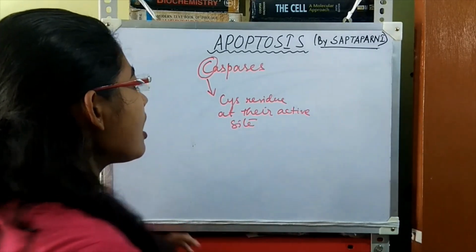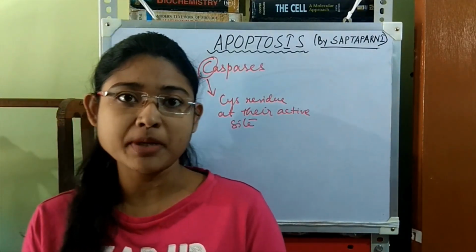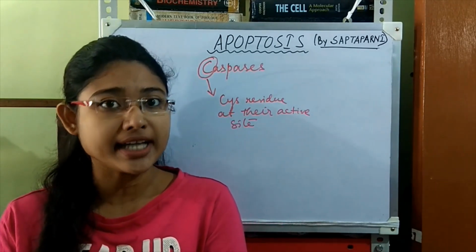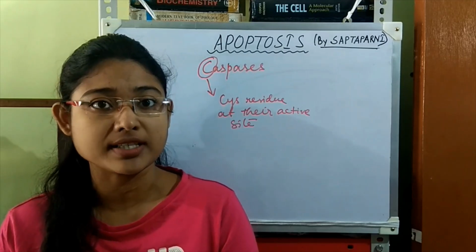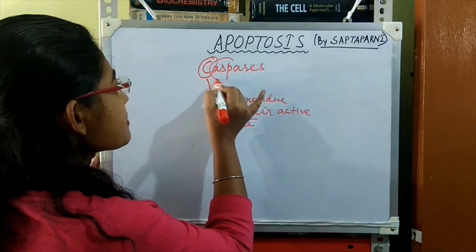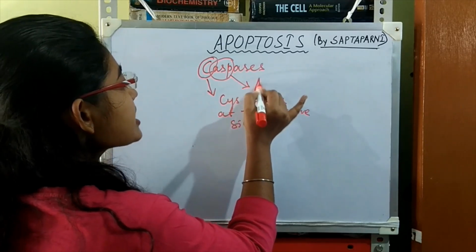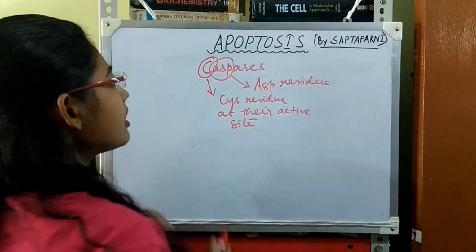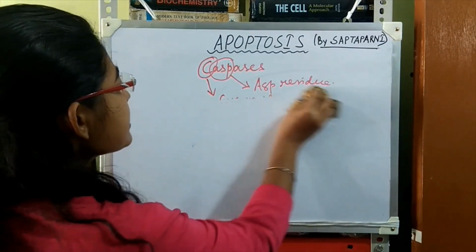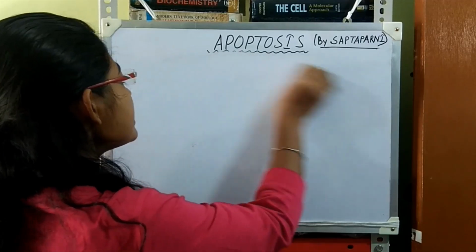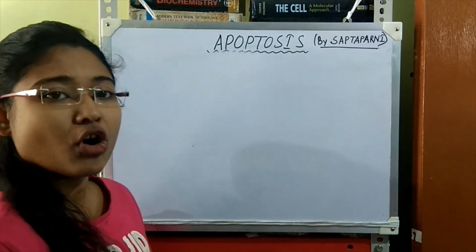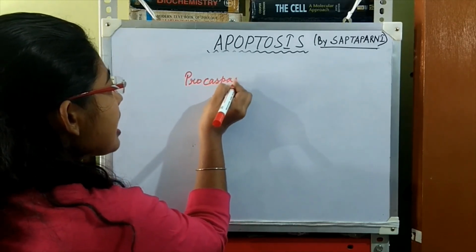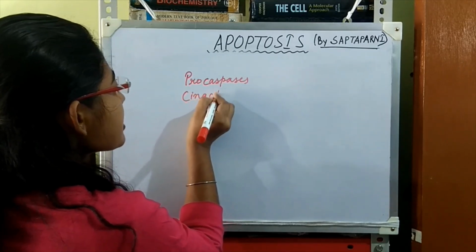Another thing is that all caspases cleave other proteins at one or two specific aspartic acid residues of their target proteins. That is why this ASP has come from the aspartic acid residue. Now, all caspases are formed in our body in an inactive form known as procaspases. So, procaspases are the inactive form of caspase in our body.